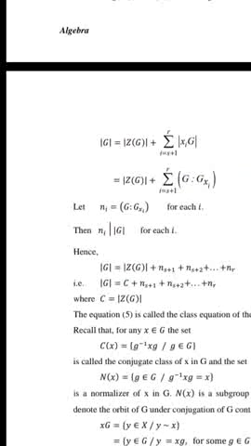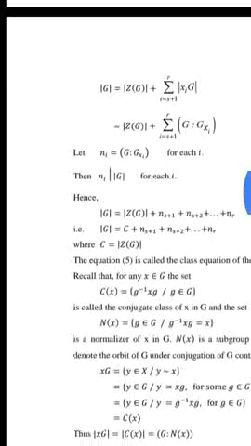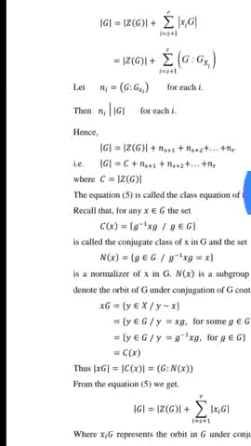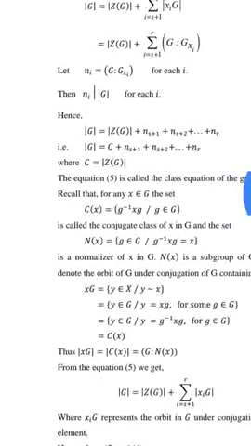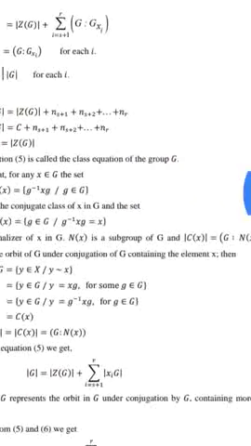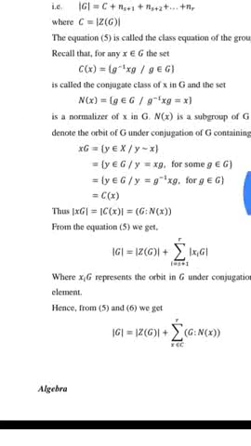Let ni be the index of Gxi in G for each i. Then ni divides the cardinality of G for each i. Hence the cardinality of G is equal to the cardinality of Z(G) plus n(s+1) plus ... plus nr. That is, the cardinality of G is equal to c plus n(s+1) plus ... plus nr, where c is equal to the cardinality of Z(G). This equation 5 is called the class equation of the group G.